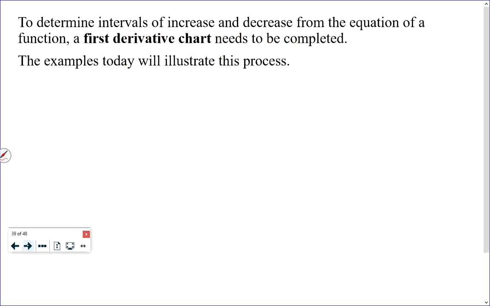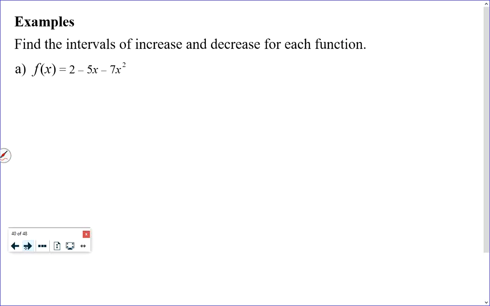To determine algebraically the intervals without looking at a graph, that's what I mean by algebraically, we do a first derivative chart. And every example we do today, we're doing 4 of them, we're just doing a first derivative chart to learn where the function is increasing and where it's decreasing. I might, along the way, talk about maxima and minima, or I might not. We'll see.